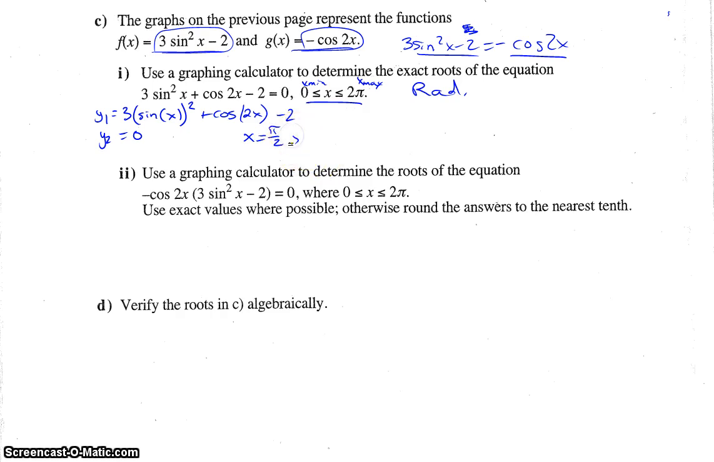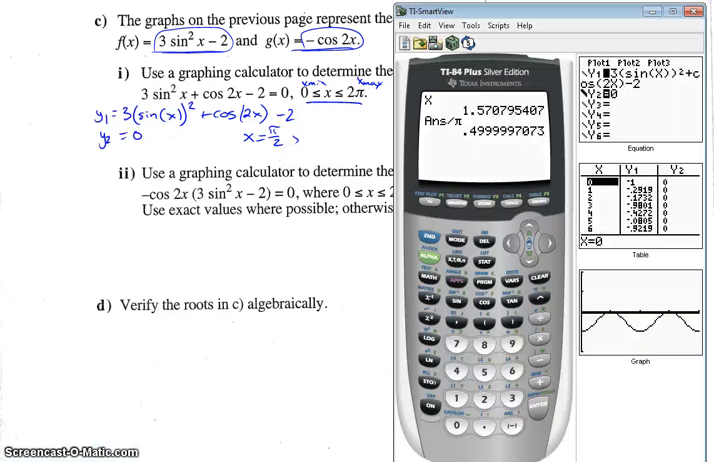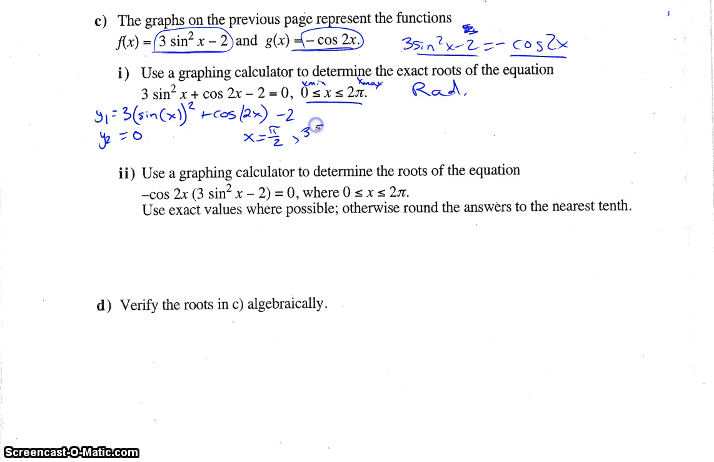And the other one, if we go back, take a look at your graph. If that's pi over 2, what do you figure this one's going to be? 3 pi over 2. Yeah. Okay. Now, second part, use a graphing calculator to determine the roots of the equation. So take a look at what they did this time. Here's our g of x, negative cos 2x.